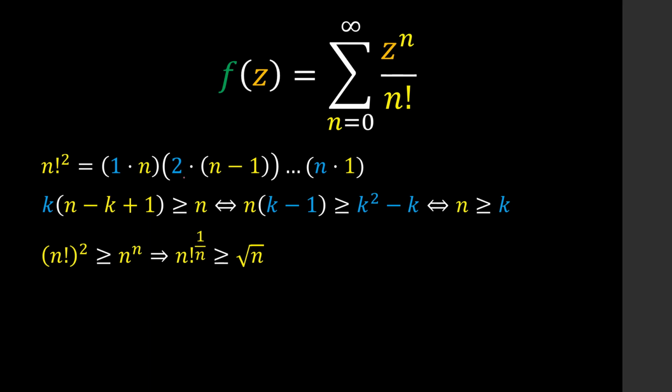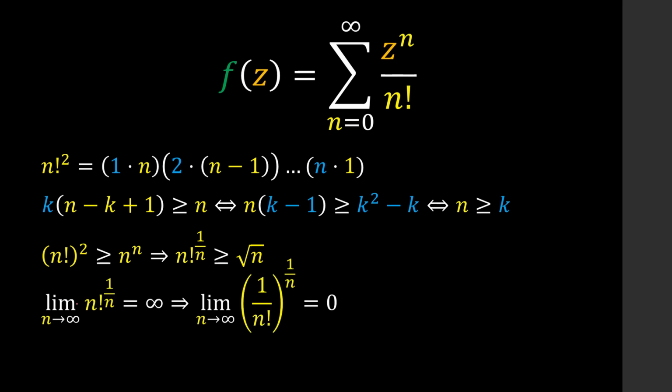So what that means is that each of these terms here is bigger or equal to n, which means as a whole this product is bigger or equal to n to the n, because there's n such terms. So n factorial squared is bigger or equal to n to the n. And so now if I take the 1 over 2n power, then I'm going to get n factorial to the 1 over n is bigger or equal to the square root of n. And the square root of n tends towards infinity as n tends towards infinity, so this here is going to tend towards infinity as well.